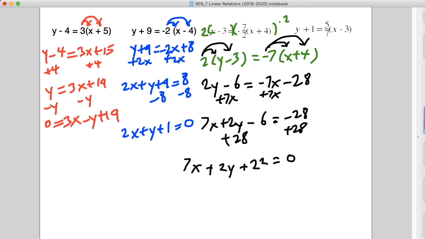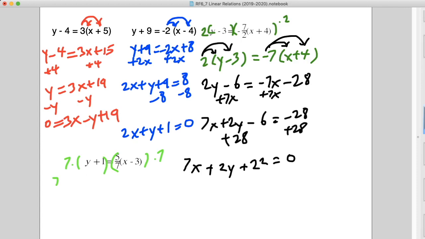Now this last question here, I'm kind of running out of room, so I'm just going to go ahead and move this down here. So we've got y plus 1 is equal to 5 over 7 times x minus 3. So I'm going to go ahead and multiply both the left and the right hand side by 7 because I want to get rid of that denominator. So multiply everything by 7. And we're going to be left with 7 times y plus 1.